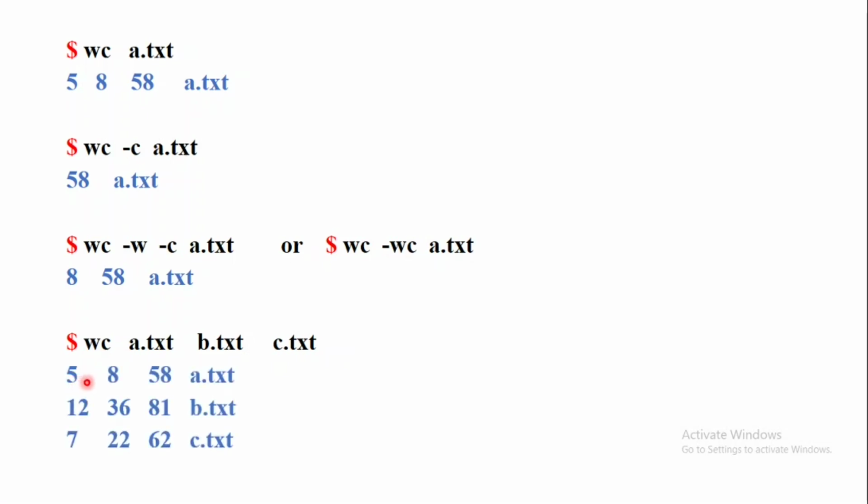The first one is the lines, words and characters in a.txt. The second one represents the same, the lines, words and characters in b.txt. And the last one represents the number of lines, words and characters present in c.txt. So this is the best example to understand the command structure.